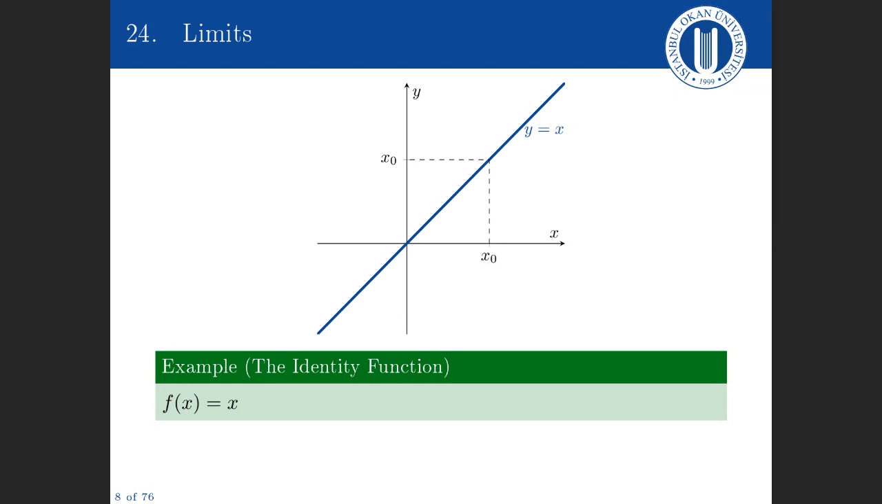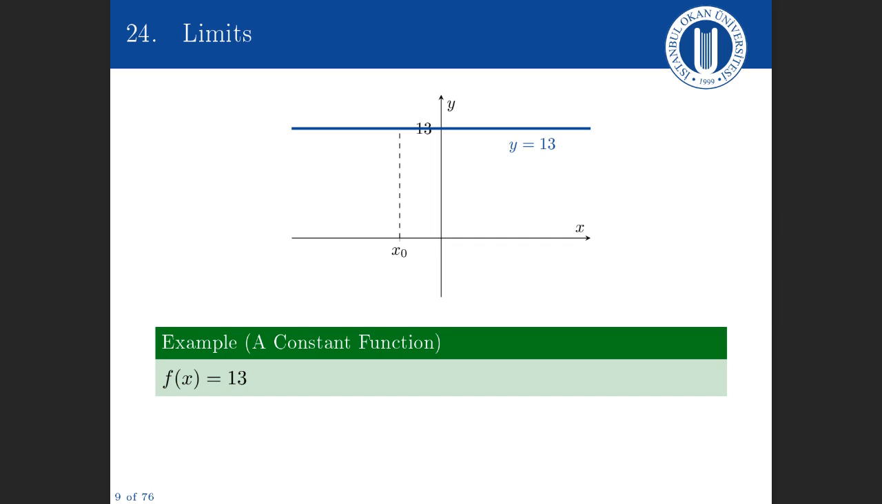For my next example, think about the identity function, in other words, the function f of x is equal to x. Choose some number x0, any number x0, and then I want to ask the question, how does the function behave if x is close to x0? Well, if x is close to x0, then f of x, which is equal to x, is also close to x0. So we can say that the limit as x tends to x0 of x is equal to x0.